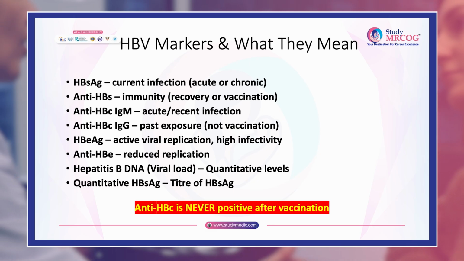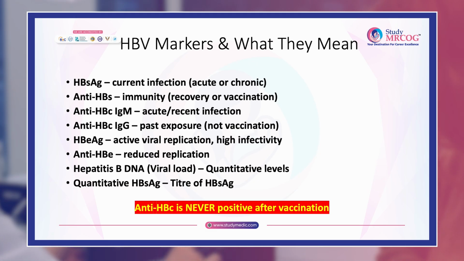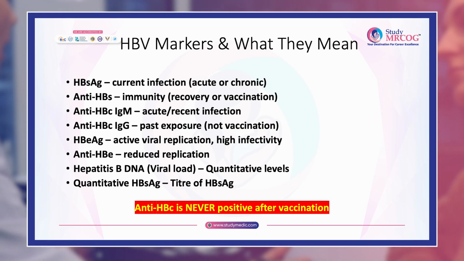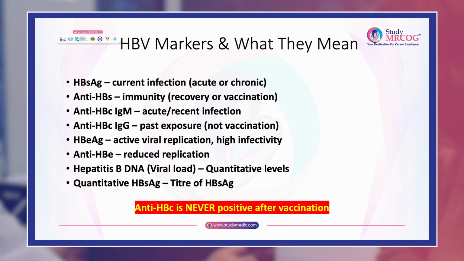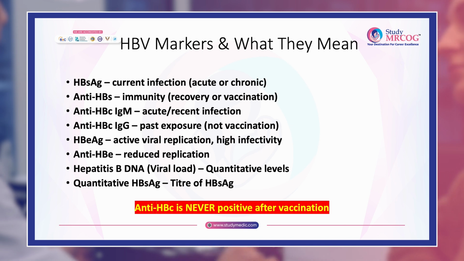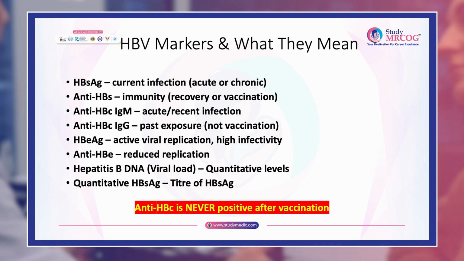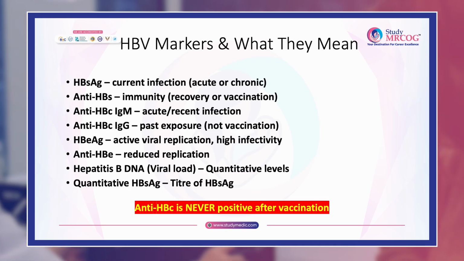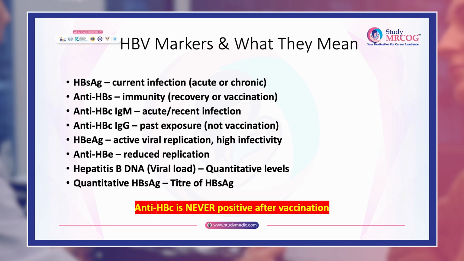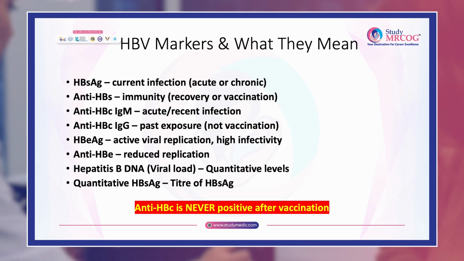Now, what is IgM anti-HBc? This is the antibody which is produced by the immune system in response to the exposure to core antigen, and it indicates acute infection. Now, the same antibody but in the IgG form represents past exposure, but it is never present in post-vaccination patients. Then we have the HBe antigen or HBeAg.